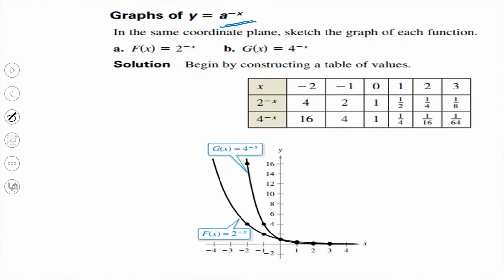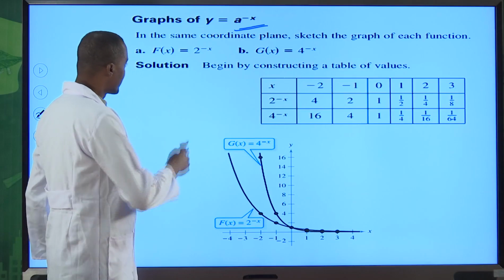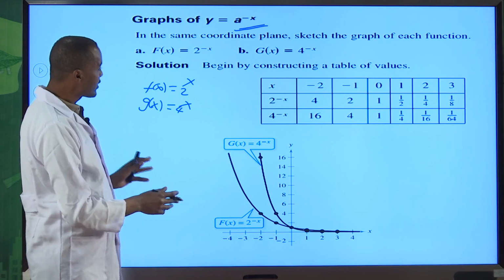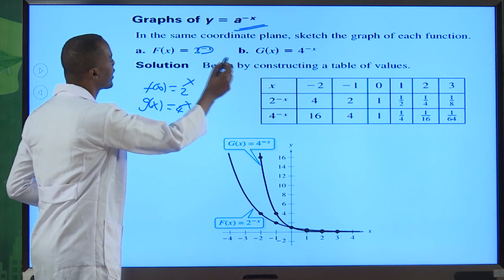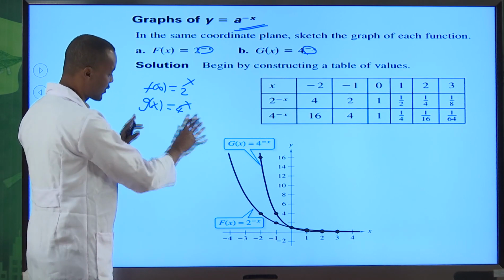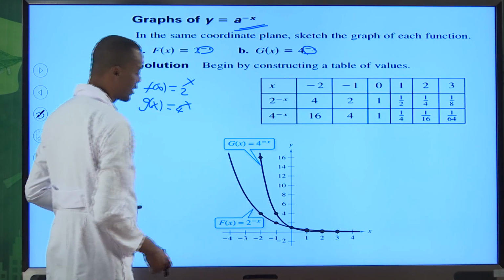That is the graph of the exponential function. This problem is not the same as the previous problem, in the sense that in the previous problem we plotted f of x equals 2 to the power of x, and, for example, g of x equals 4 to the power of x, positive exponents. But in this case, as you can see, the exponents are negative, and the graph goes from the left to the right side.